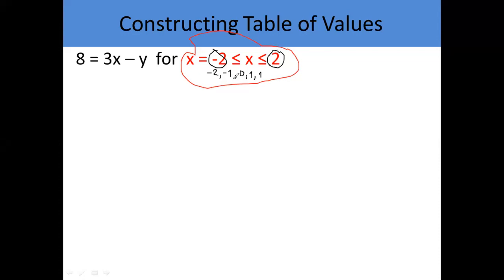So that means the value of x here starts at -2, so this is now your x. X equals -2, -1, 0, 1, and 2. So -2 is the smallest, and the highest is +2. So that is the meaning of this inequality.